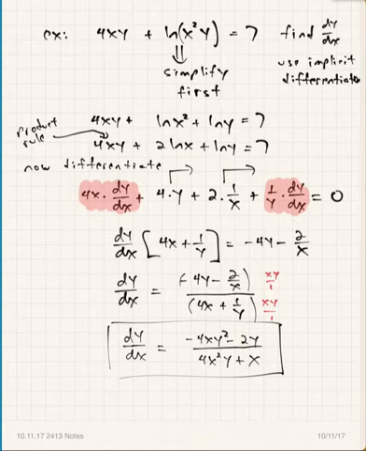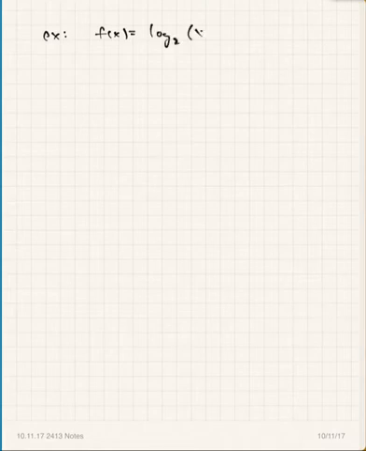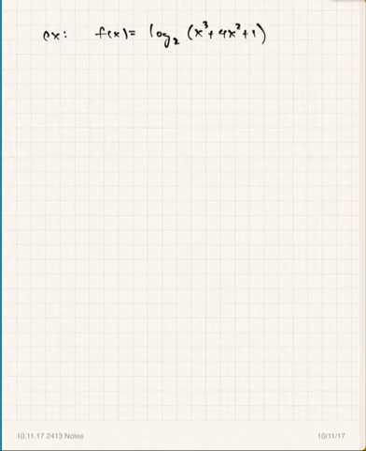Okay, so that's a nice little implicit differentiation problem. All right, the next step here. We're almost finished with logarithms, not quite, but almost finished with logarithms. If we have f of x equals logarithm base 2 of x cubed plus 4x squared plus 1, like that.